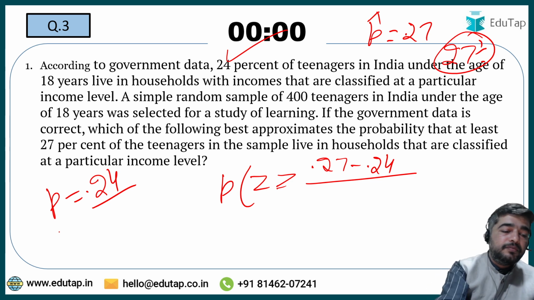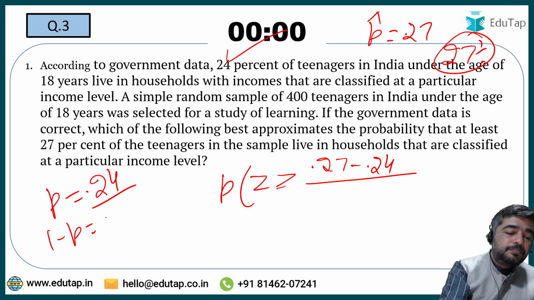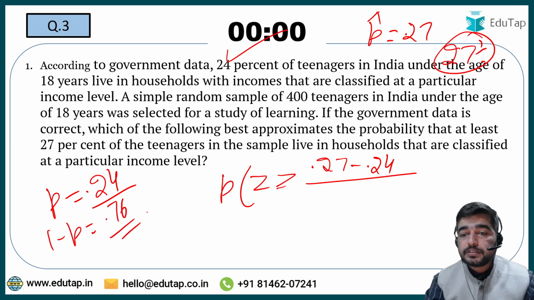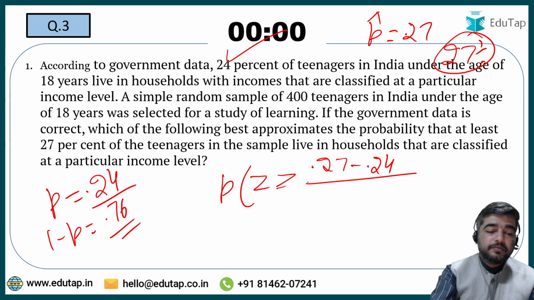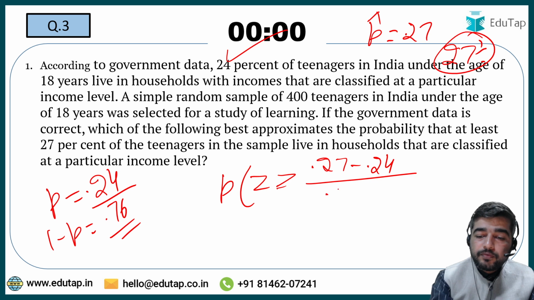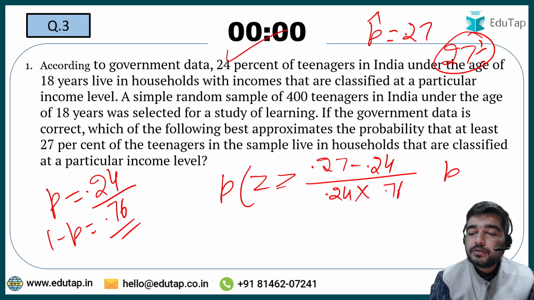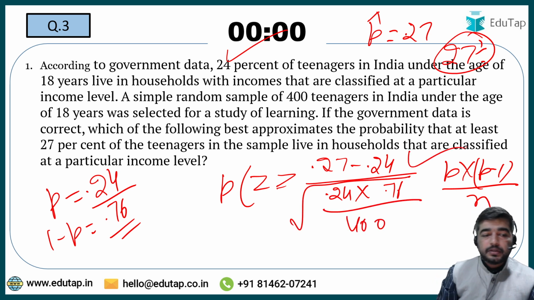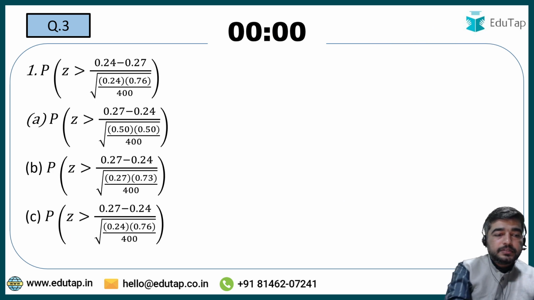So P is 0.24, 1 minus P is 0.76. Fine. So you will have 0.24 into 0.76, P into 1 minus P, divided by n, under the root. N is 400.